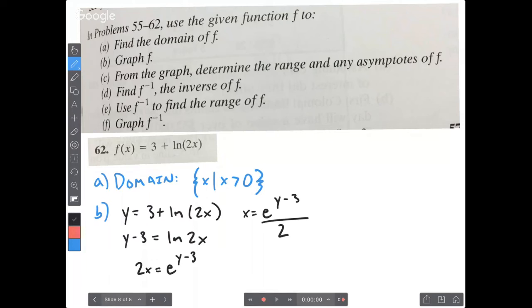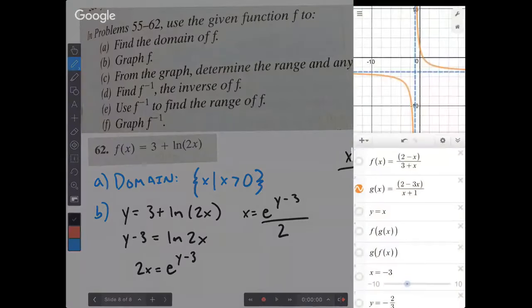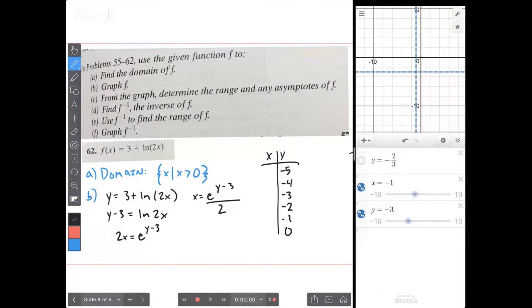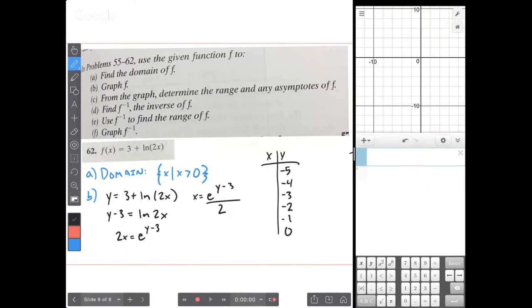Now I need a table of values if I'm going to make a graph. So I'm going to say x and y, and plug in y's. The y values that I will plug in will be -5, -4, -3, -2, -1, and 0. I need a scientific calculator, so I'm going to pull up Desmos just to use it as a scientific calculator. Not that I would be graphing with it necessarily. You might need to be able to do this without a graphing calculator, but I still want to plug in these values.